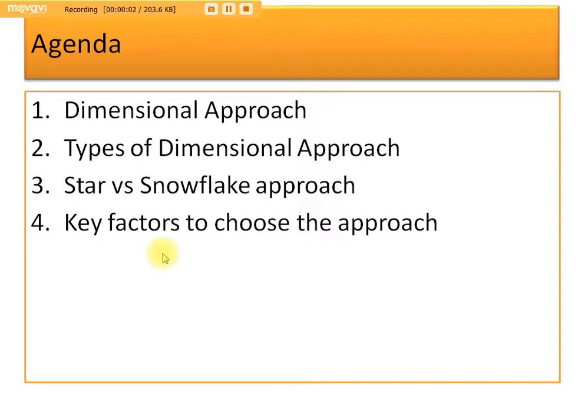In this video we are going to talk about dimensional modeling. These are the topics we are going to cover. What is the dimensional approach, what are the types of dimensional approach available, and what are the differences between the different types of dimensional approach? What are the key factors we need to consider while choosing the approach? Let us get into the detail.